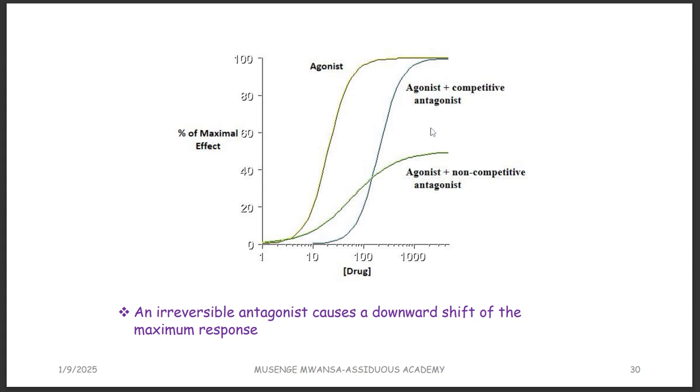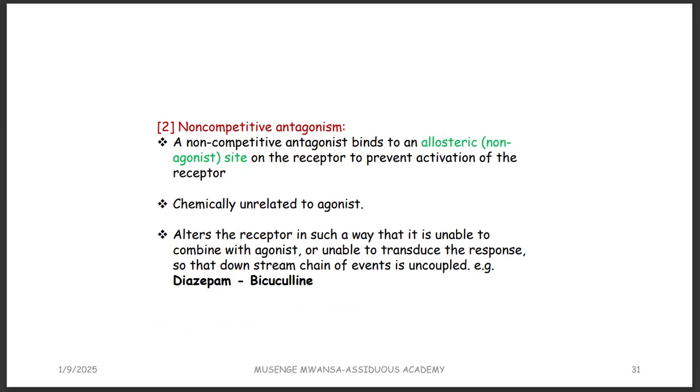Remember, the competitive antagonist is simply shifting the graph to the right. The non-competitive antagonist is dropping the graph downwards, so it is reducing efficacy. If it is an irreversible antagonist, it will cause the action of the agonist to be reduced, so that is going to be reducing the efficacy. Non-competitive antagonists interact with the allosteric site. Examples are diazepam and bicuculline. One drug is going to bind to the allosteric site and prevent the binding of another one.